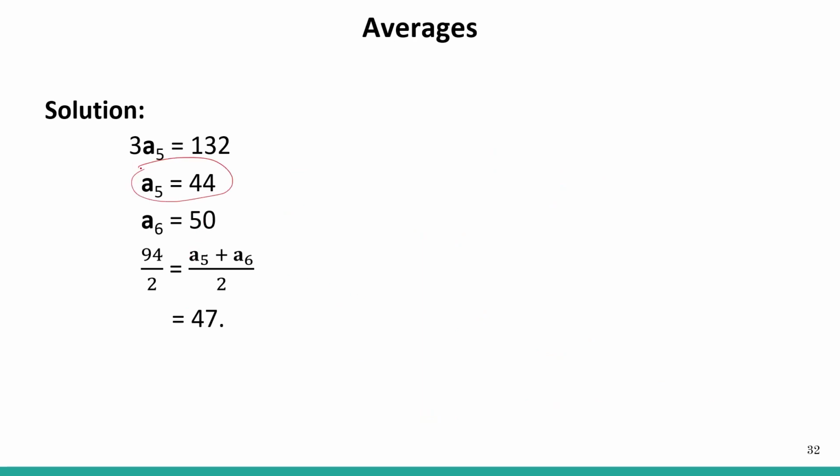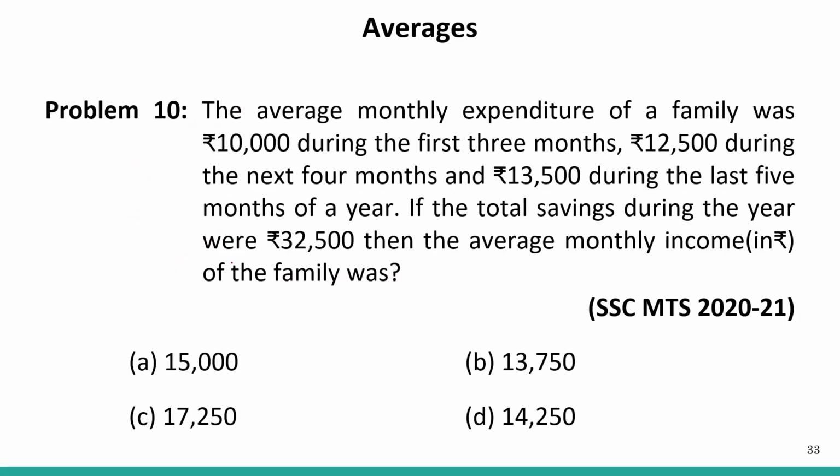So A5 is equal to 44 because 3A5 is equal to 132. So A6 is what? 6 more than A5, right? The 6th term is 6 more than the 5th term. So it will be 50, that is equal to 44 plus 6. So 94 by 2 is equal to (A5 plus A6) by 2 because we want to calculate their average. So it will be 47. So their average of 5th and 6th term is 47 here.